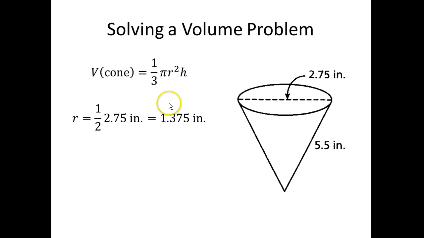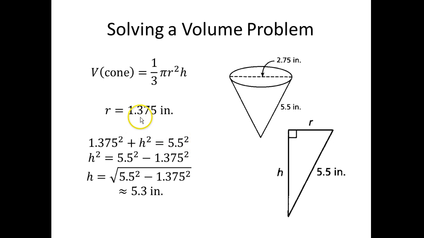Using the formula that we derived here, we know that the volume of a cone is equal to 1/3 times pi times the radius of the base of the cone squared times h. Notice they're not giving us the radius of the base directly. They give us the diameter, but I know that the radius is exactly half the diameter. So I take half of 2.75 inches and I get 1.375 inches. So I know that the radius is 1.375 inches, but my formula for the volume of a cone calls for not only the radius but the height.